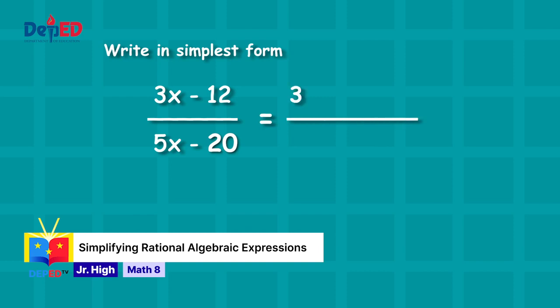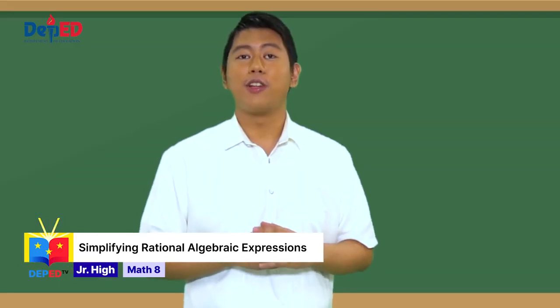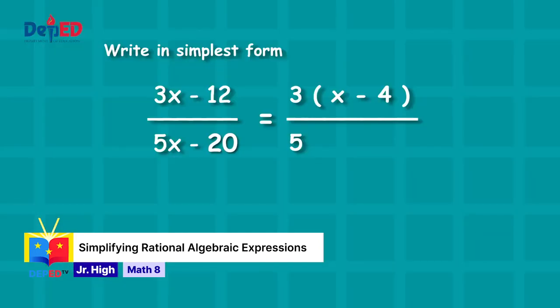So how can we write the numerator in factored form? Divide the numerator by the greatest common factor 3. So the numerator is equivalent to 3 times the quantity of x minus 4. How about the denominator? The greatest common factor of the denominator is 5. Can you give the complete factored form of the denominator? It is 5 times the quantity x minus 4.